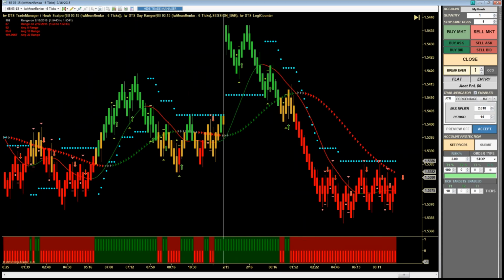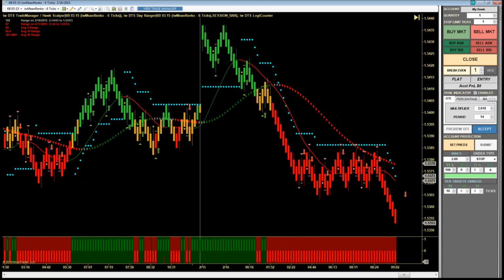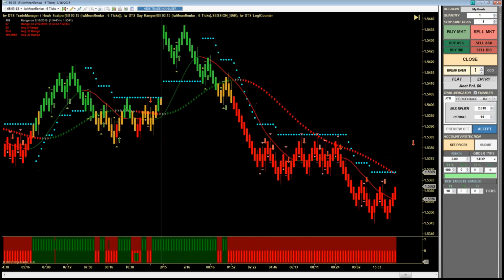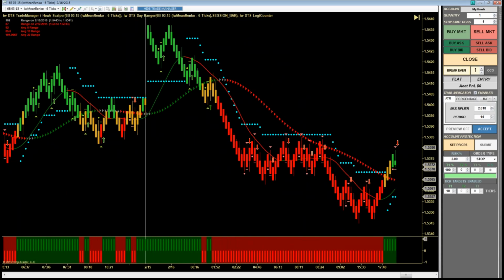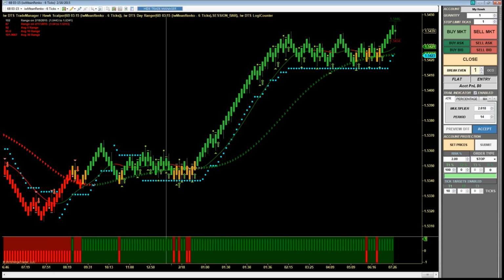We do have high probability targets for each of these tools. And you'll be amazed how often the market will hit its high probability target only to watch the market reverse, or at least pause. All right, one more day.